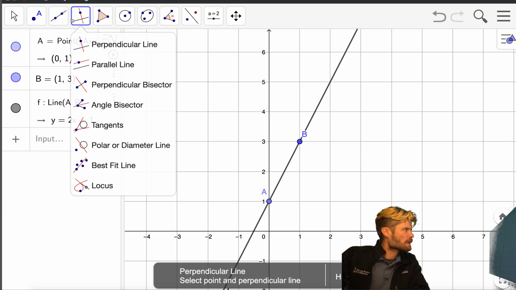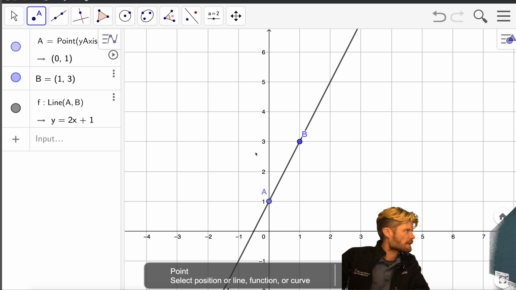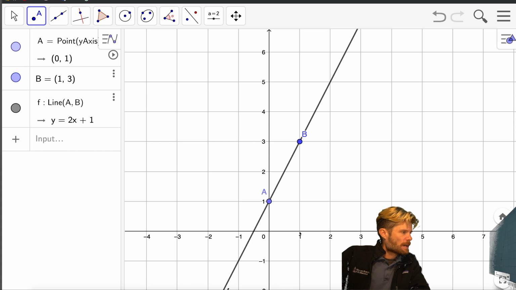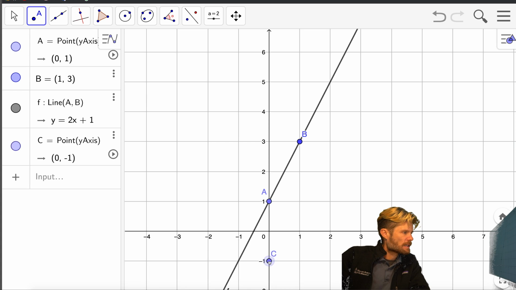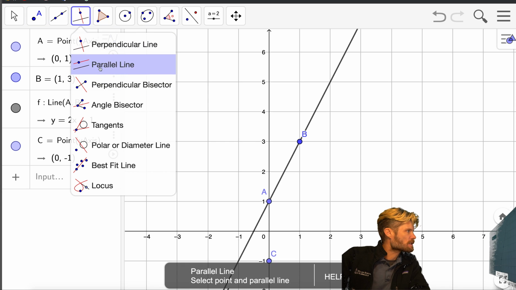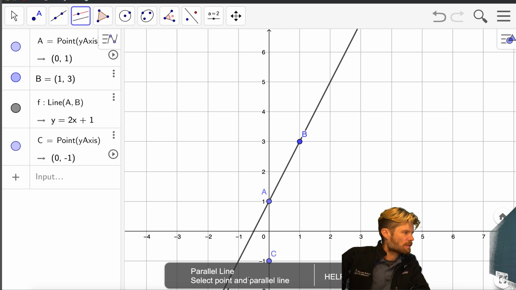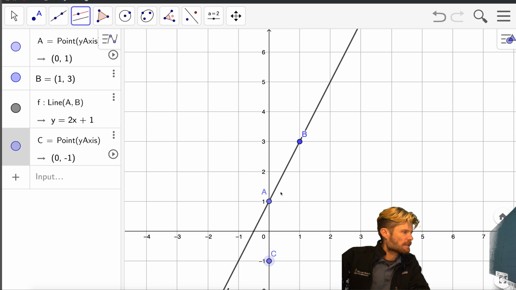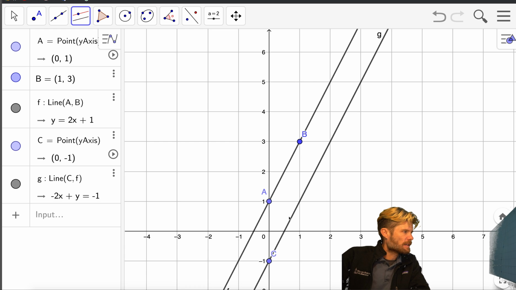Now, there are a lot of great tools up here. I'm going to go to perpendicular line, and let's do parallel line first. We're going to select a point and a parallel line. So let's get a point here first, about right here. I'm going to put a point at -1, and let's select parallel line. So select point and parallel line. I'm going to select this point and then this parallel line, and there we go.